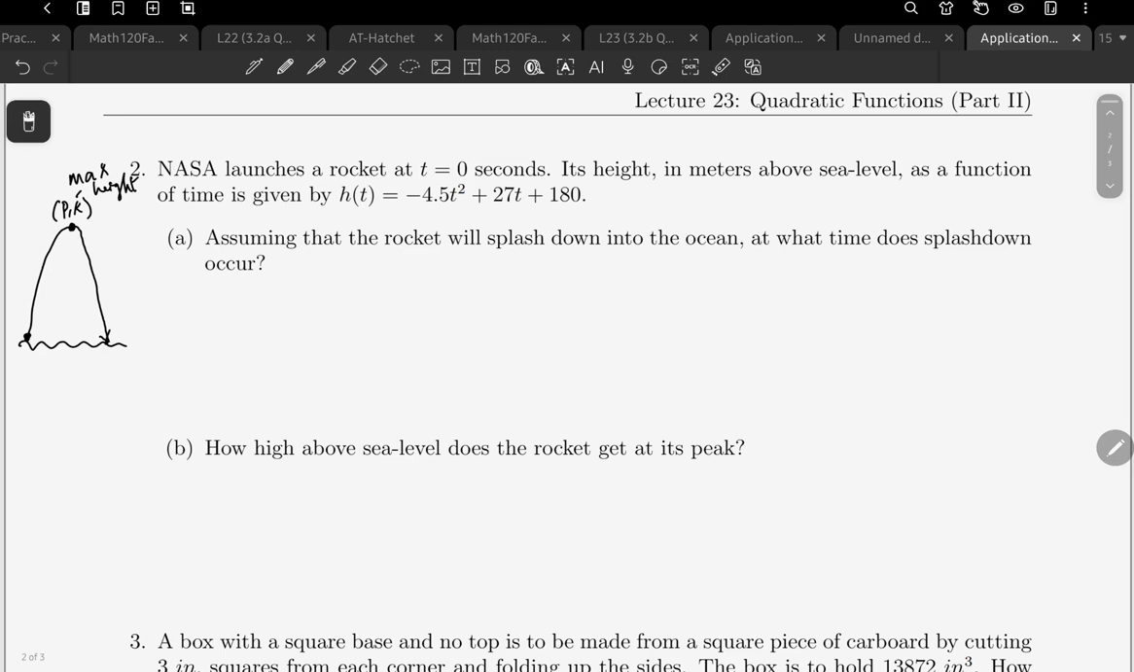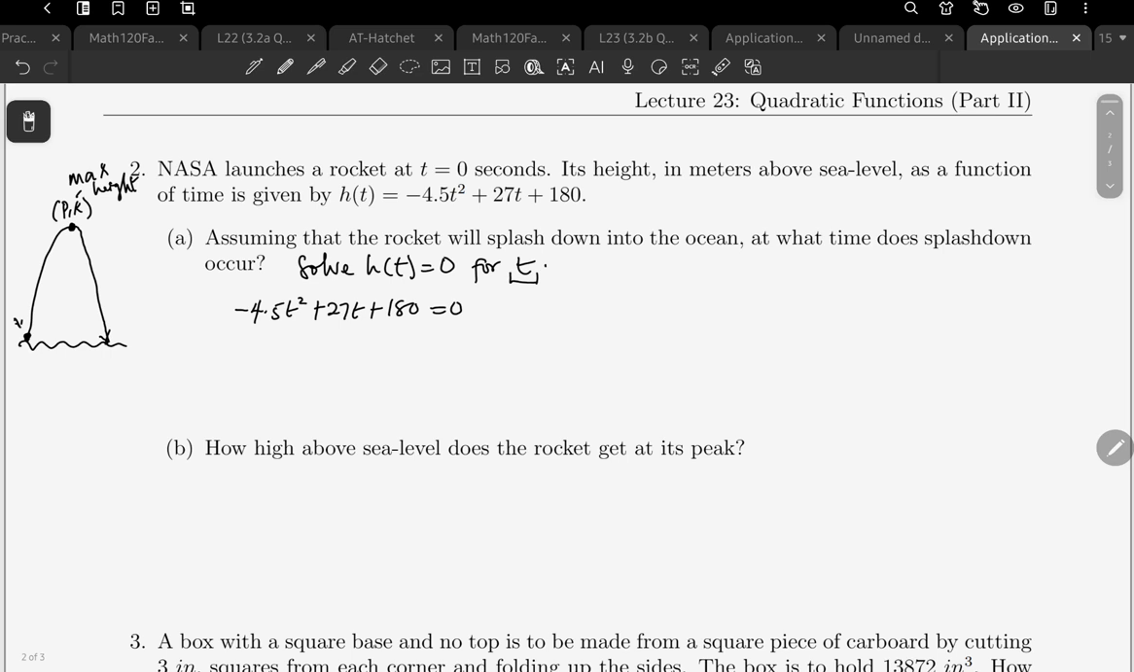This is the maximum height here. It is at height equals 0 on two different occasions, when we are launching and when it is splashing down. So to get the time it splashes down, we want to solve h of t equal to 0 for t. That's what it means. We want to look for the time for which it is not going to be above sea level, to splash down into the ocean. It means h of t, which is negative 4.5 t squared plus 27t plus 180, equals 0. I want to solve this for t.